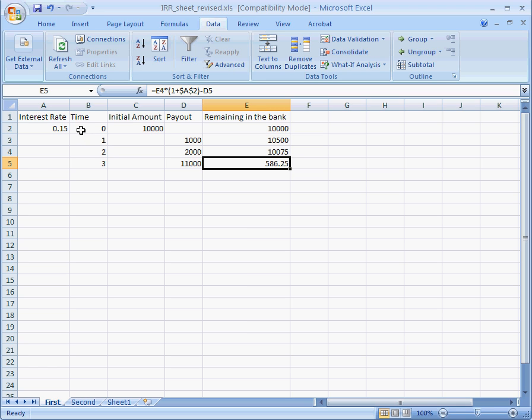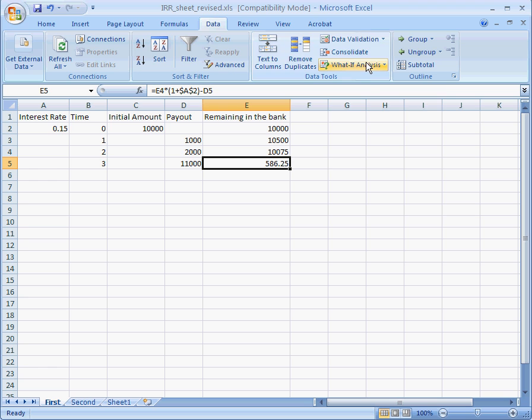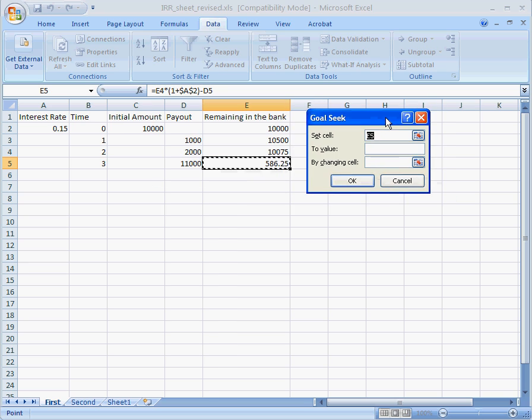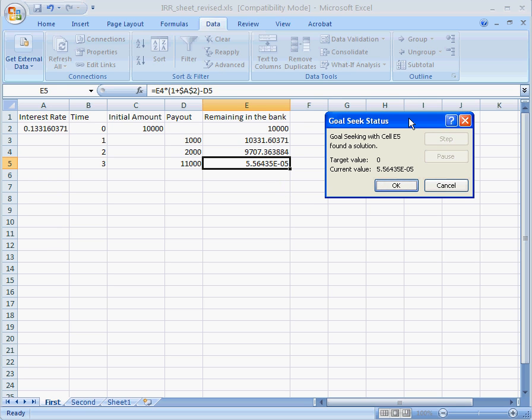What I want to do is use one of the functions in Excel to do this, and that's the goal seek. In this version of Excel, if I go over to the Data tab, the What If analysis, and go down to goal seek, I'm going to find these sets of values. I need to set the cell. Well, I want to set E5 to 0 because if I've exactly run out of money after making the $11,000 payout, then that's really the interest rate I care about. So I want to set E5 to 0 and I want to change the interest rate, which is in cell A2. Clicking OK here should give me the value that I want, about 13.3%.